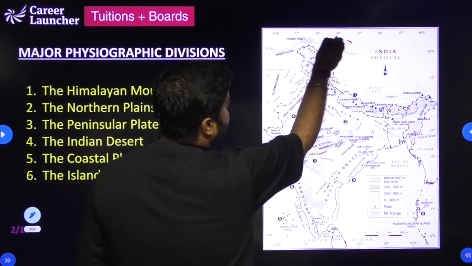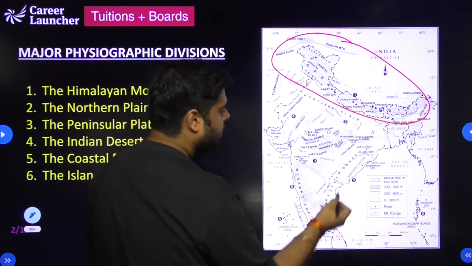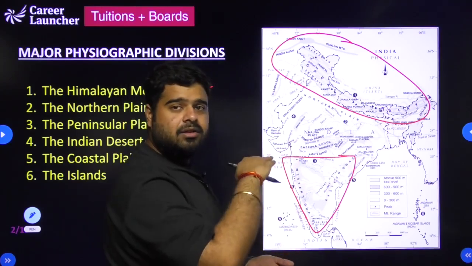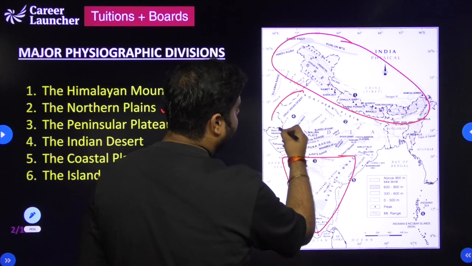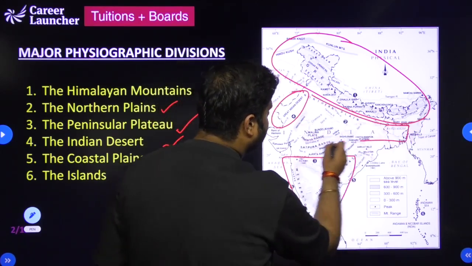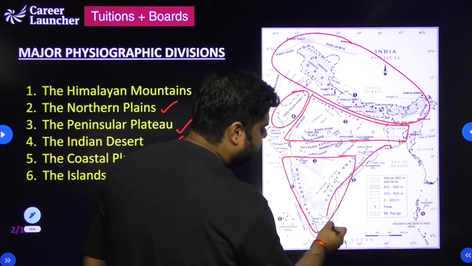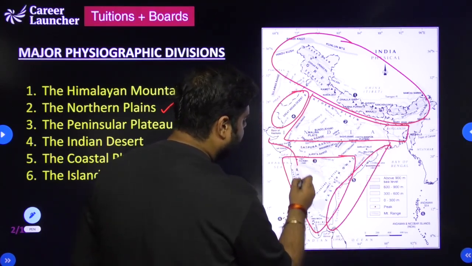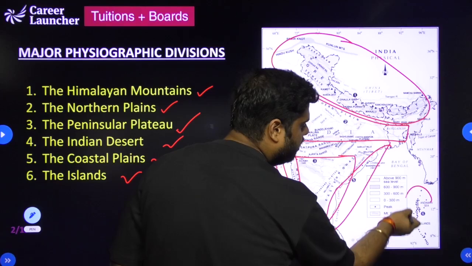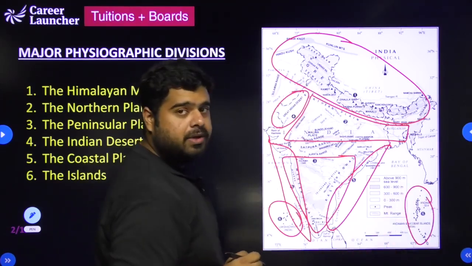So the Himalayas, or the mountains, spread across the north and the eastern part of the country. The peninsular region is majorly in the central and the southern part of the country. The desert is in the western part of the country. The plains are in the east and the north central part of the country. The coastal plain lies on the eastern side and the western side of the Indian coast. And we have two island groups, one of which lies in the Bay of Bengal and the other one lies in the Arabian Sea.